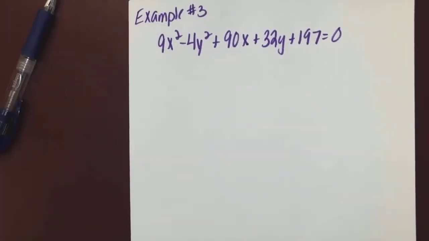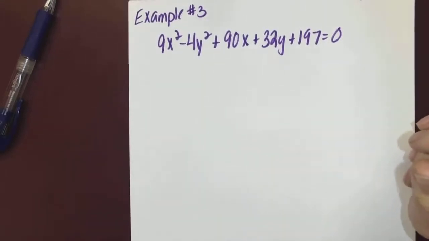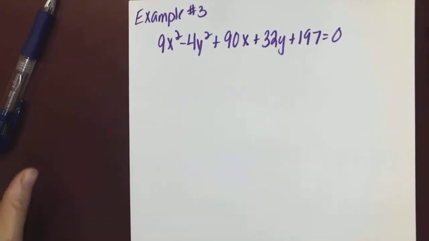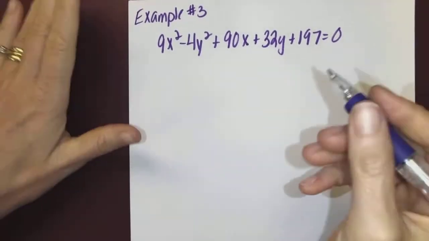This is example 3 with hyperbolas. Your first two were just basic drawing them when they're in what I call center radius form. Now we have them in this form where we will need to complete the square in order to do it. So completing the square is very similar as it has been for the ellipse and the circle.